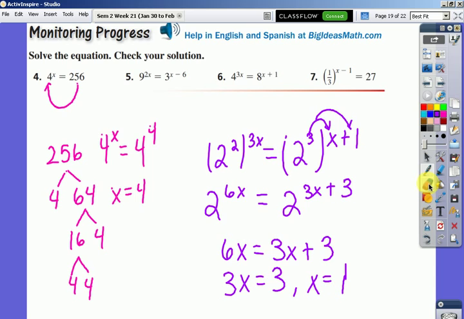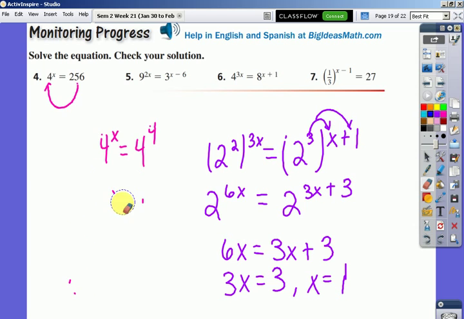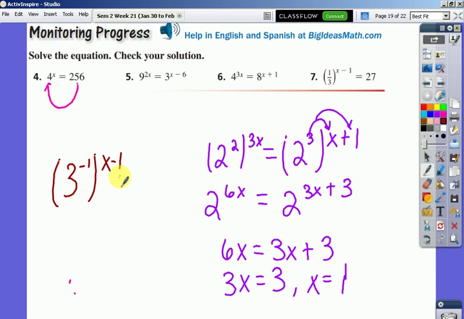All right, last one. Okay, change your fraction to a base with a negative exponent. So what will I get when I change that to a base with a negative exponent? 3 to the negative first, x minus 1 on the outside, equals 27.